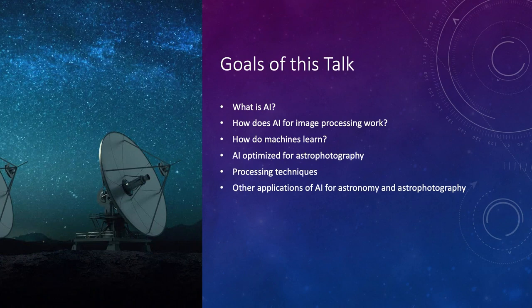And we'll dig into a bunch of details on that and talk about how we can use AI for astrophotography in particular, and why we need it to be specialized toward astrophotography. Why not just general AI? And I'll talk about some processing techniques a little later in the talk. One of the exciting things about these new tools is that they are opening up new ways of processing images that were hard to anticipate, frankly, which is pretty cool.